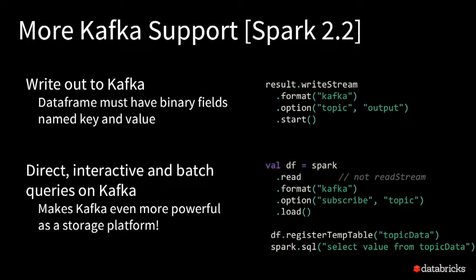So you can imagine Kafka purely as a storage system like HDFS, and topics are essentially like files. You can specify to read this topic from this offset to that offset, and it will run a single batch query or interactive query directly on Kafka. And this is something that makes Kafka also a lot more powerful as a long-term storage platform.